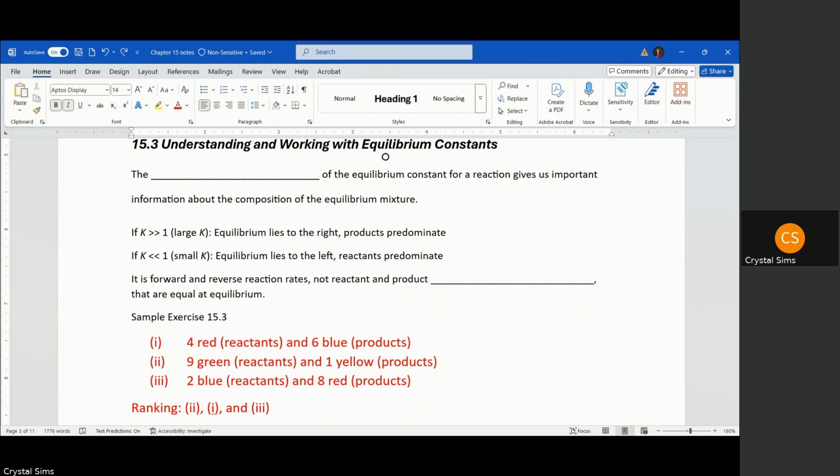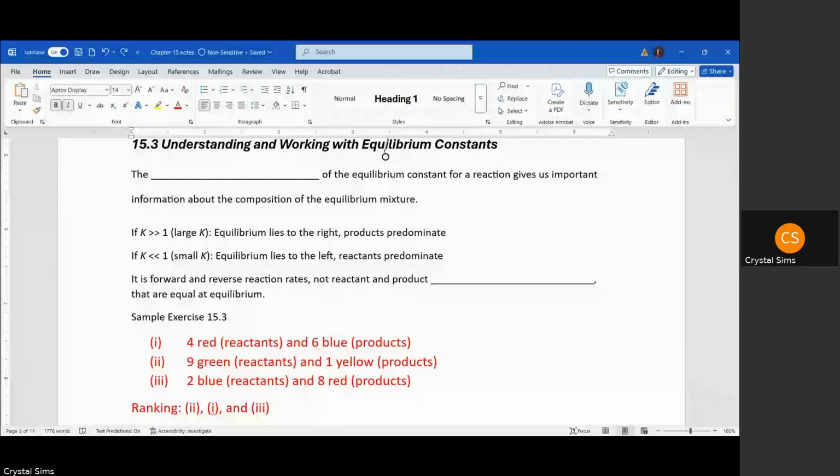How do I know this? Well, I can see that in the second container, I have a lot more reactants than products. I have a small K, because equilibrium is going to lie to the left, the reactants predominate. For 1 and 3, I see I have more product spheres than reactants. So I know that my K has to be larger than 1. And I see that I have 6 products for the first container and 8 for the third container. So that is where I got my ranking.